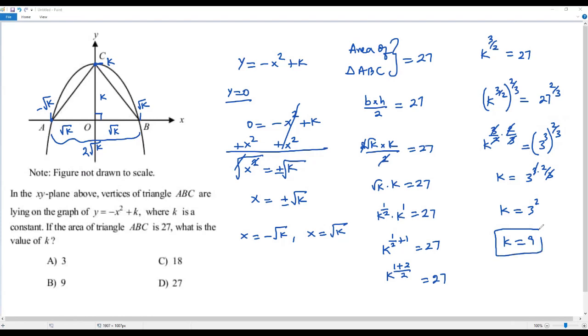Okay, here I got the value of k. It is 9. We find 9 in answer choice B. The correct answer choice for this question is B.